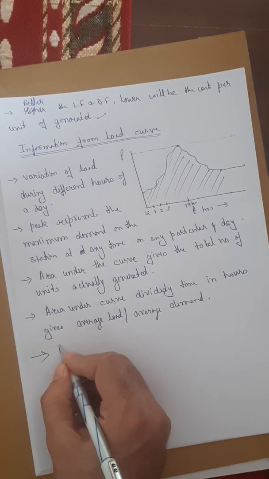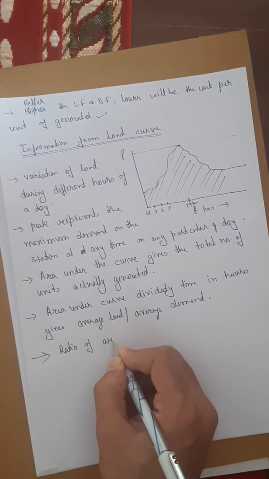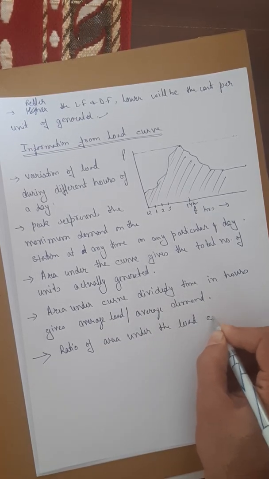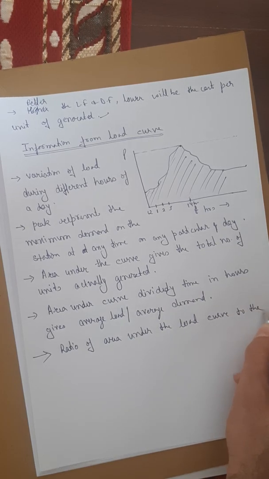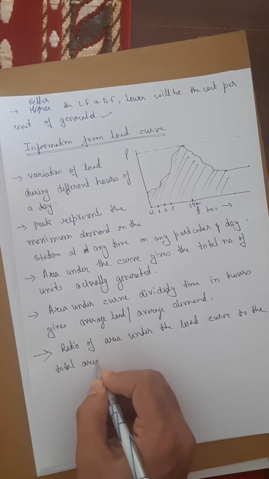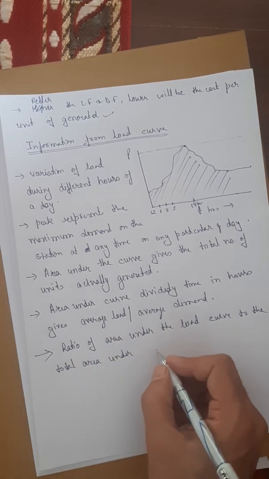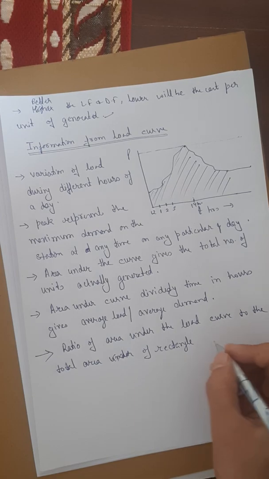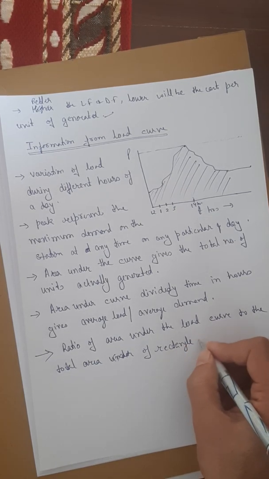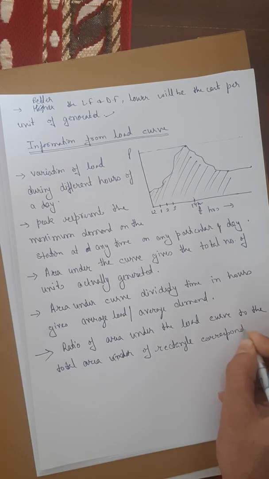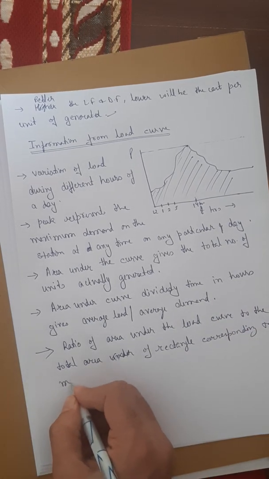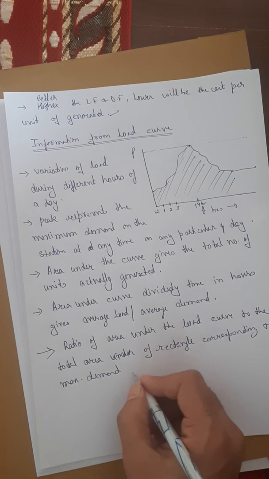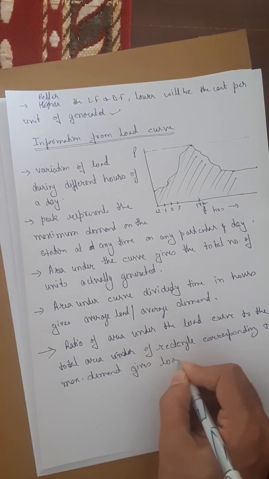So I will say it is the ratio of the area under the load curve to the total area under the rectangle, that is, the total area of the rectangle corresponding to maximum demand. It will give you the load factor.